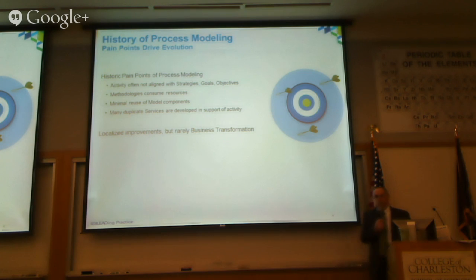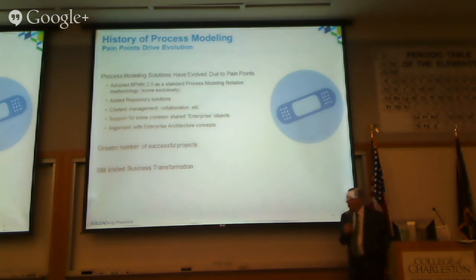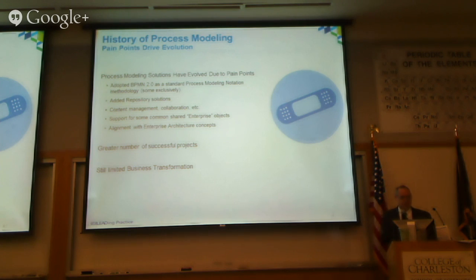There's minimal reuse of the model components that are developed through these initiatives, and oftentimes, therefore, multiple or duplicate services are created. So there's localized improvements, but rarely do you reach the level of business transformation. So what are the pain points associated with this, and what have people done to address them?